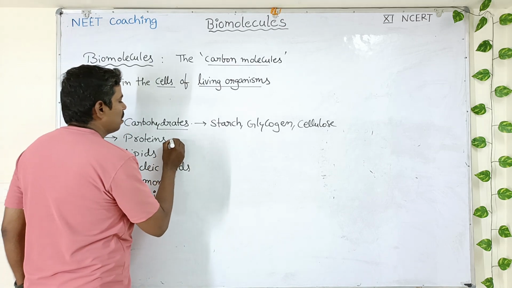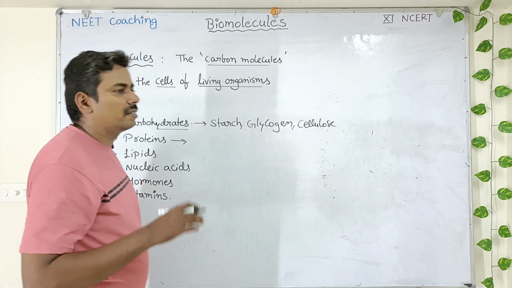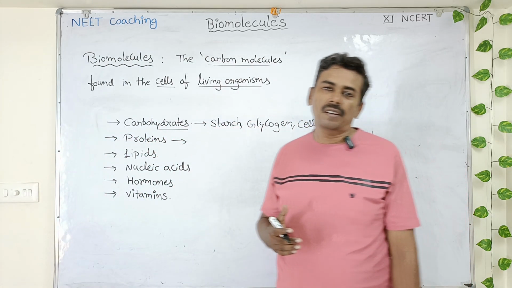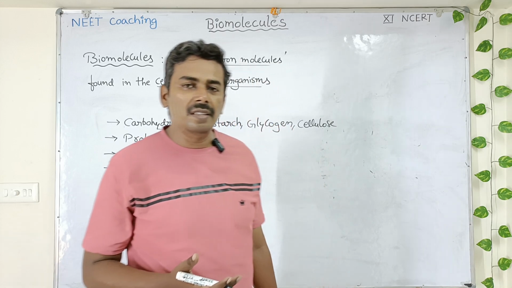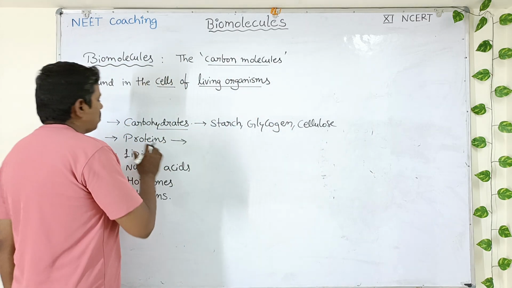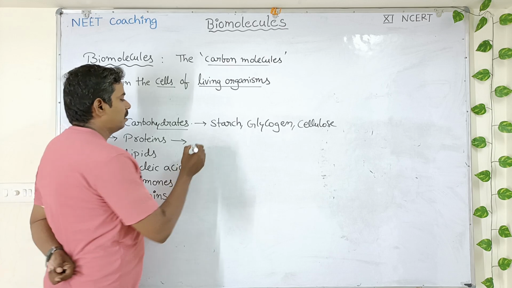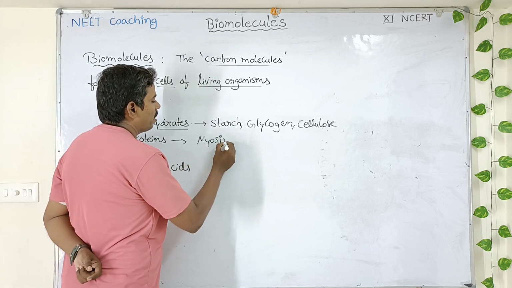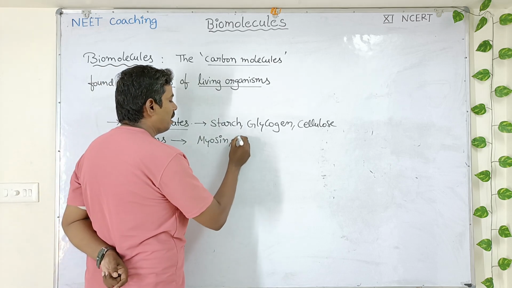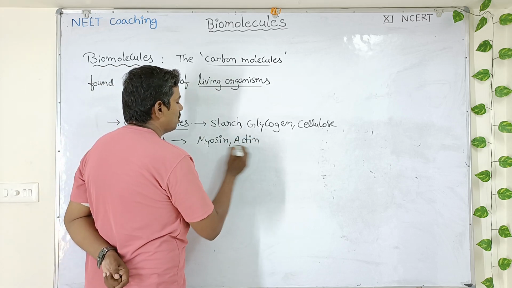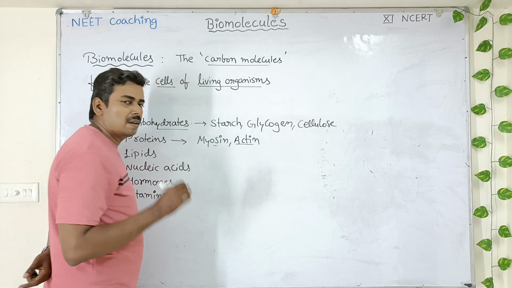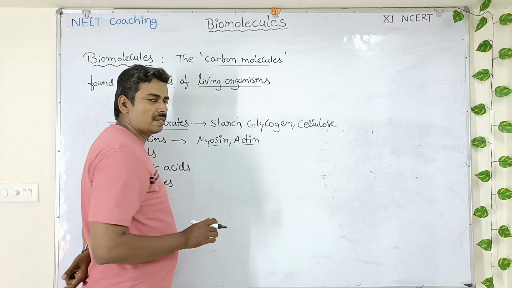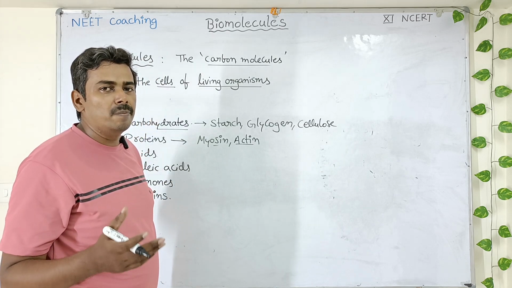Next, proteins. Proteins also form an important diet in our day-to-day life. We eat a lot of protein-rich food materials such as eggs and meat. Examples of proteins: the meat which we eat contains myosin protein. What is the protein, children? Myosin, and another protein called actin. These two proteins are present in meat such as mutton and chicken. Myosin and actin are present in non-vegetarian food, meat.